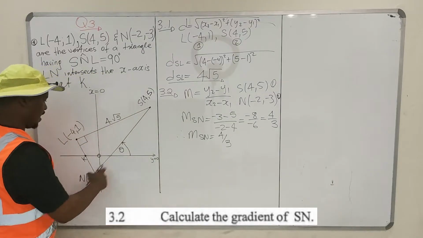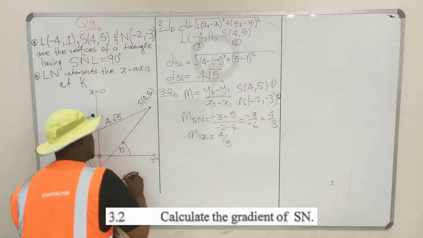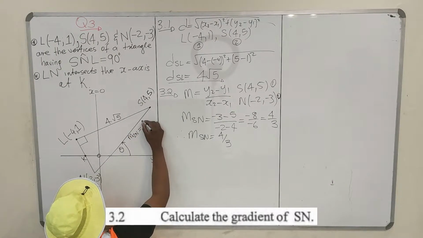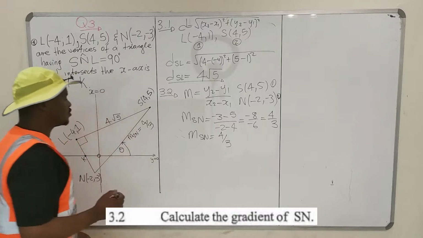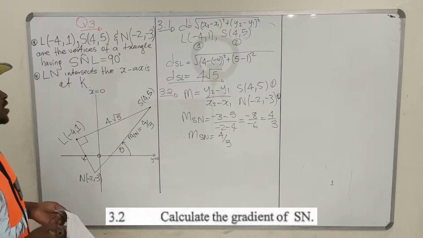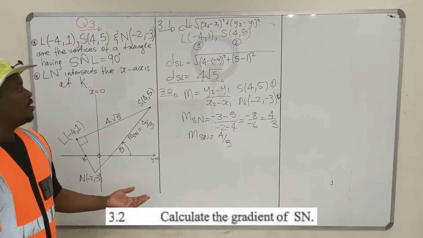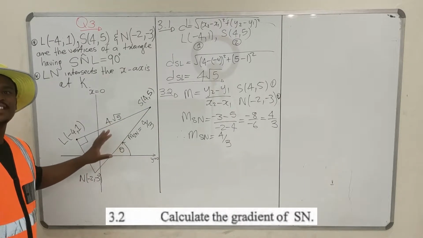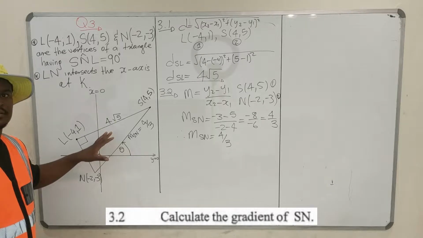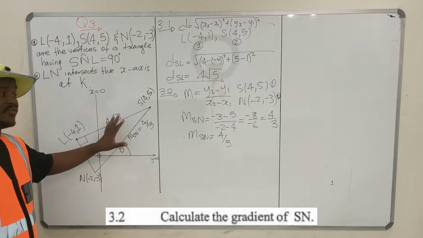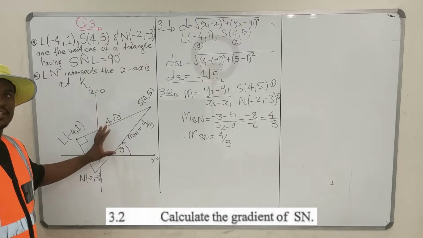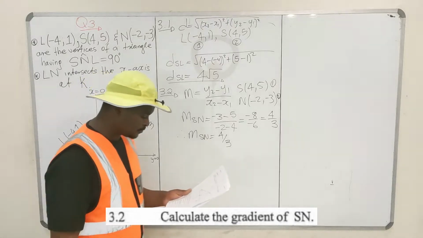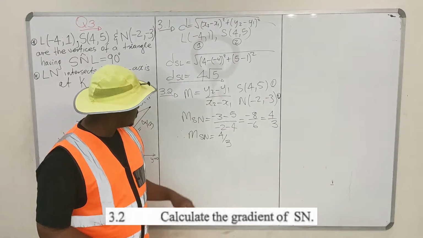So you can enter this information here. You can say m of SN is equal to 4 over 3. I like answering all the questions and then filling them in on my diagram so I can see everything that I might need. So it's good to put everything back here after calculating it so that you can always see it easily. No problem. So we found the gradient of SN to be that.